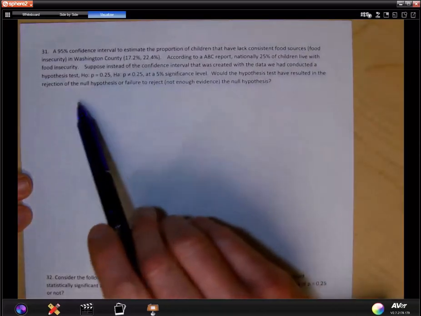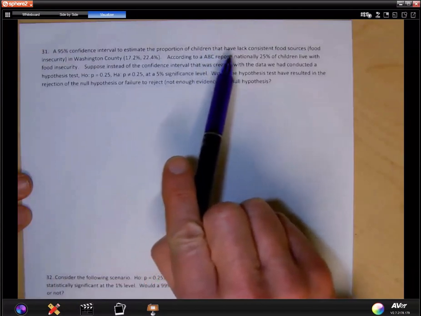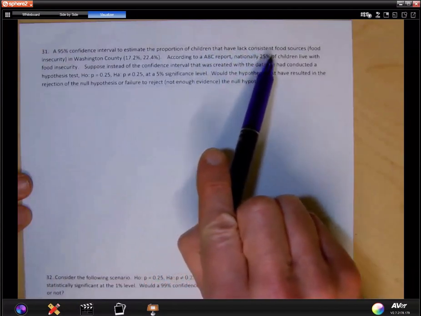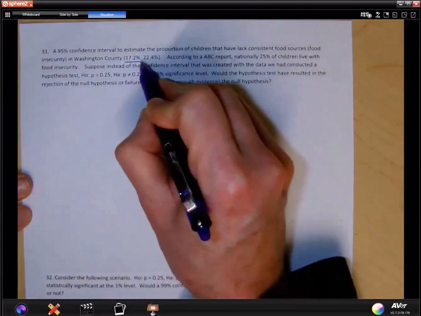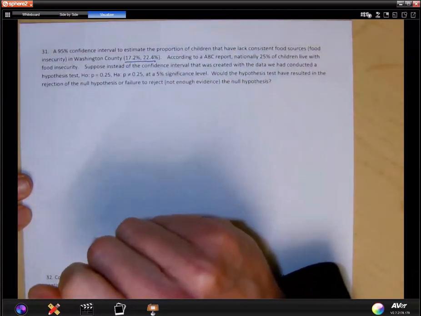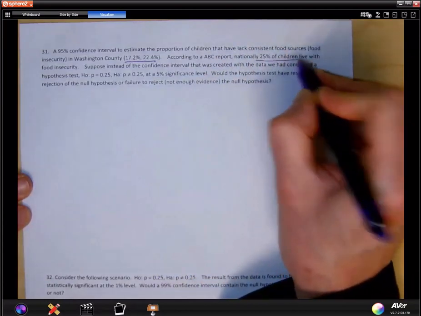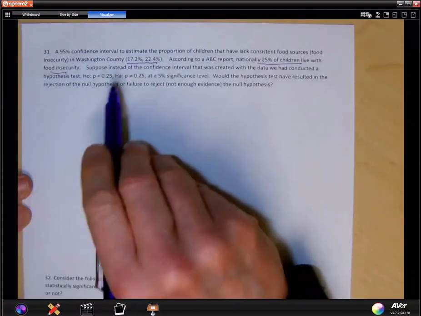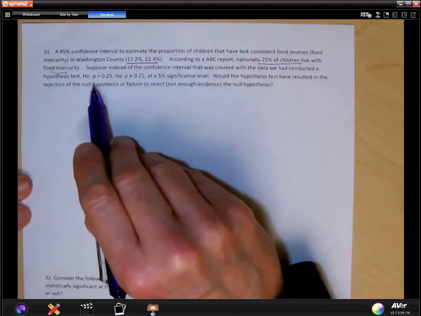Let's do another one. A 95% confidence interval to estimate the proportion of children that lack consistent food sources, food insecurity in Washington County, is between 17.2% and 22.4%. According to the ABC report, nationally, 25% of children live with food insecurity. Suppose instead of the confidence interval that was created with the data, we had conducted a hypothesis test.